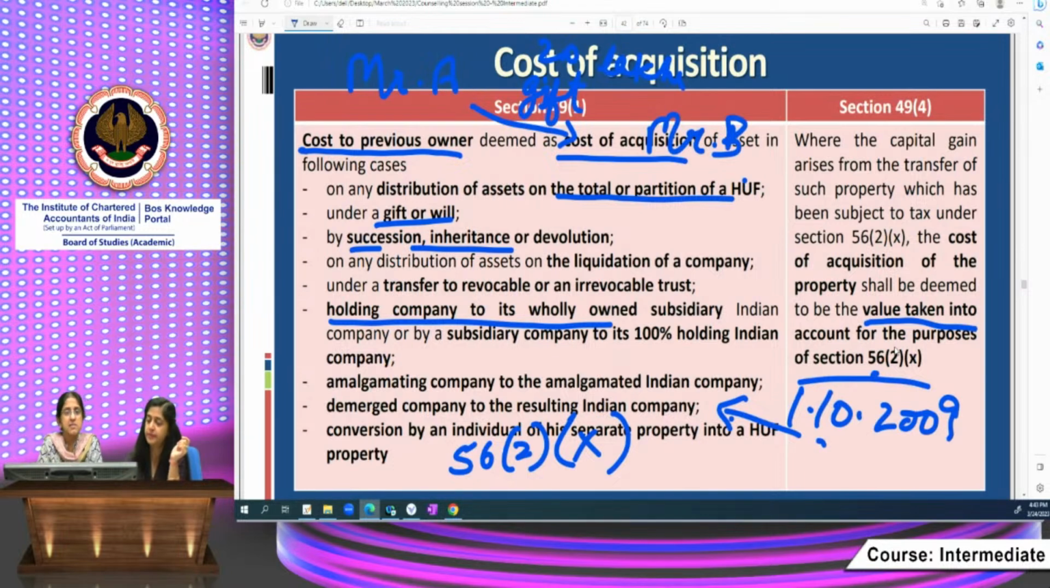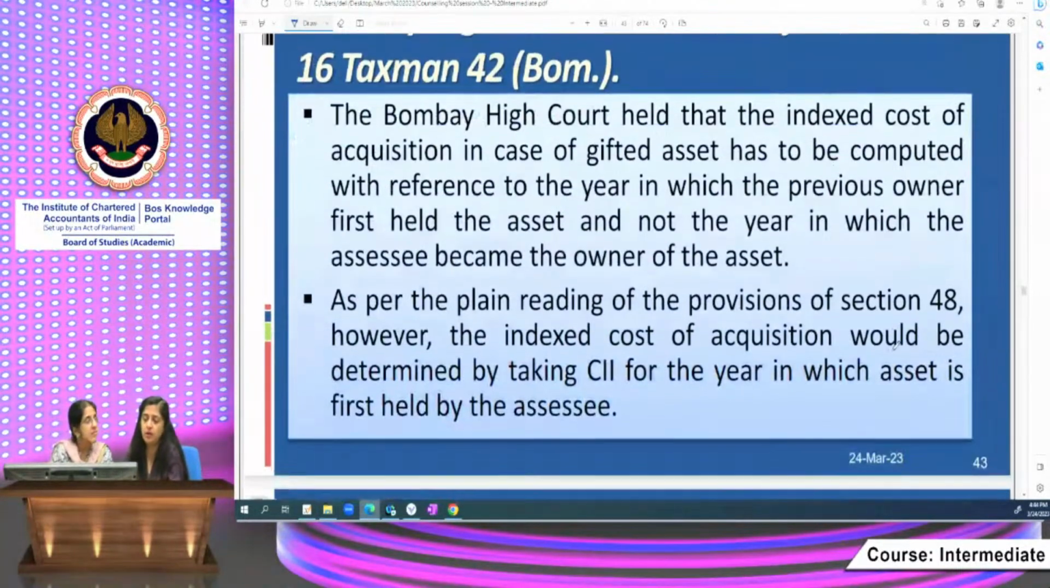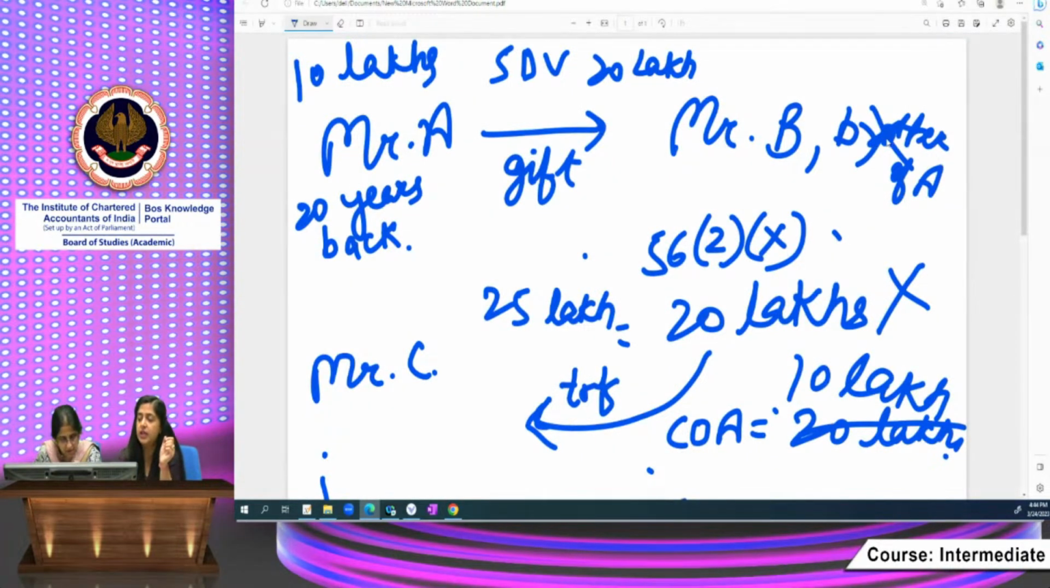So from this, there is a case of Manjula J. Shah. If we see as per the plain reading of section 48, in case of a long-term capital gain, what is the indexed cost of acquisition? You will take the indexation benefit of the year in which the asset is first held by the assessee. In this case, suppose he is not a relative, he is not a brother. In that case, when Mr. B first held the asset while transferring the asset to Mr. C, in that year you have to take the CII benefit.